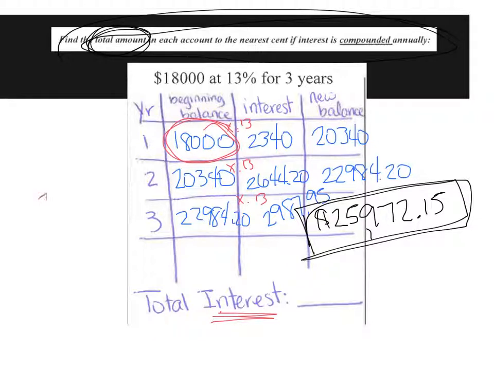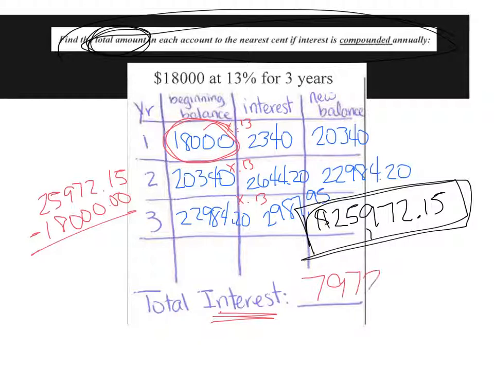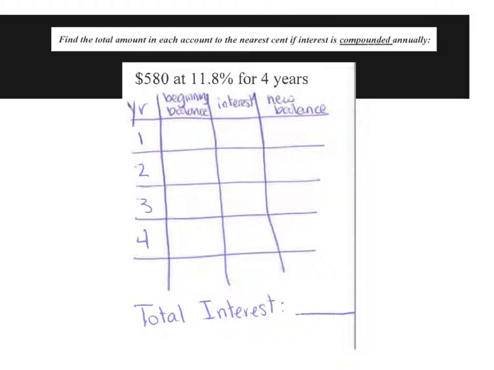So if we take $25,972.15 that is in the account at the end of 3 years and subtract what we started with, that extra money must all be from the interest. So when we subtract that, it gives us a total interest of $7,972.15. So the total interest after 3 years is almost $8,000 on that investment. So the total is at the end of our 3 years, and the interest is the extra money that's in the account. For the last example, I want you to try this yourself.